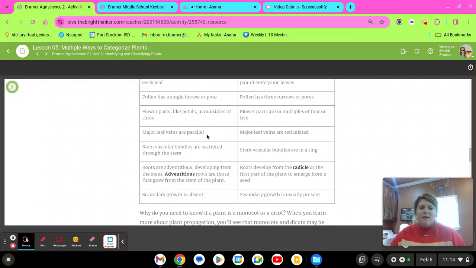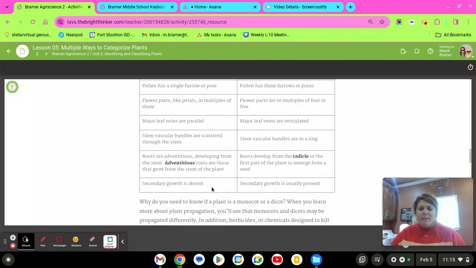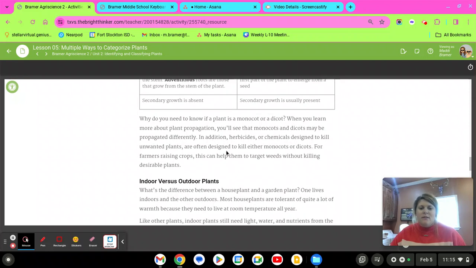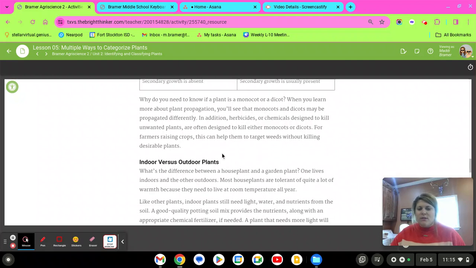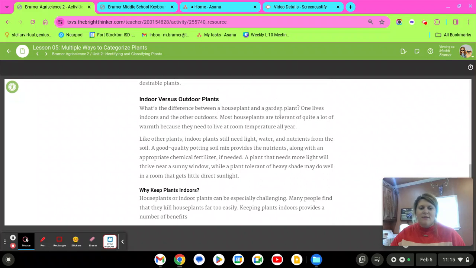The leaf veins in monocots are parallel. Roots are adventitious, developing from the stem. That means they grow from the stem of the plant. The roots are radicle, from the first part, on a dicot. So why do you need to know the difference? So you can learn about how these are going to grow. Learn about which type of herbicides and chemicals are used, because they are different for monocots and dicots.